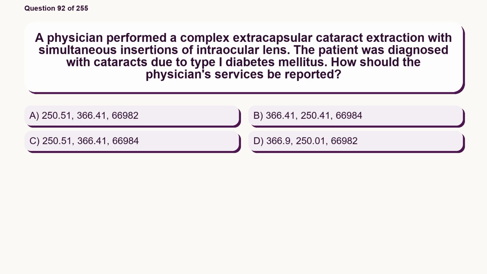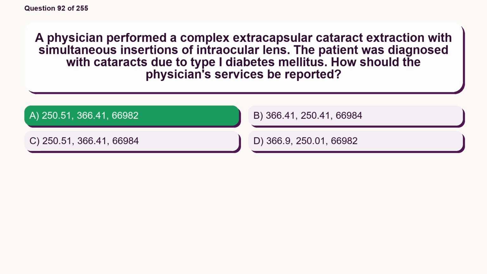Option B, 366.41, 250.41, 66984. Option C, 250.51, 366.41, 66984. Option D, 366.9, 250.01, 66982. The correct answer is option A, 250.51, 366.41, 66982.